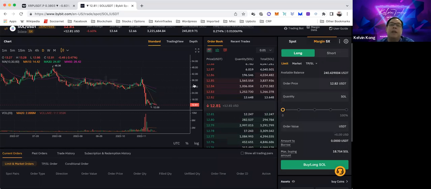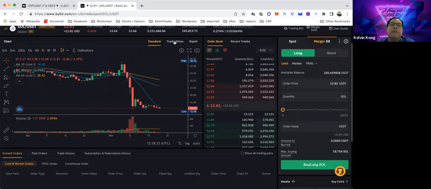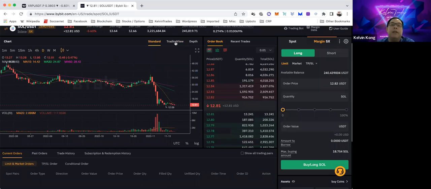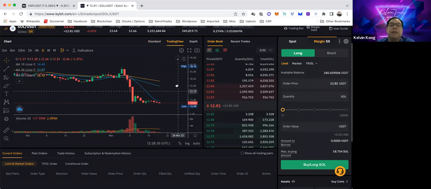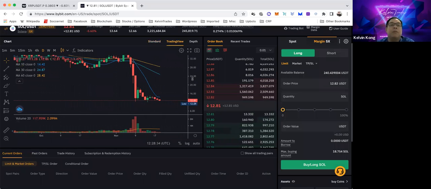You think $12 is the price that you want to pay. Yeah, before that, come over here and click TradingView, instead of using the standard chart. So let's assume you think that $12 is the support.